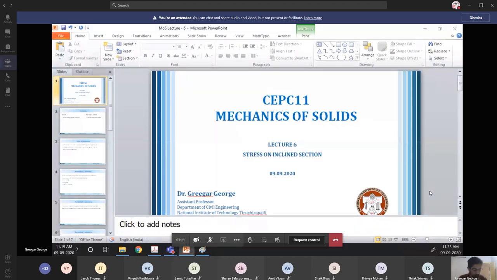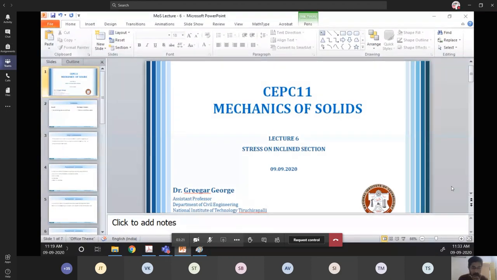So today we will discuss stress on inclined section. In the last class we discussed strain energy due to axial load, like how the strain energy is calculated, and we are restricting only to axial load right now because we have studied only axial load.